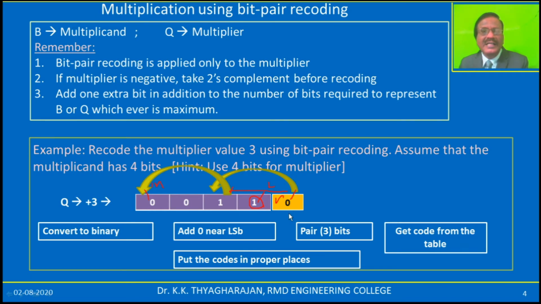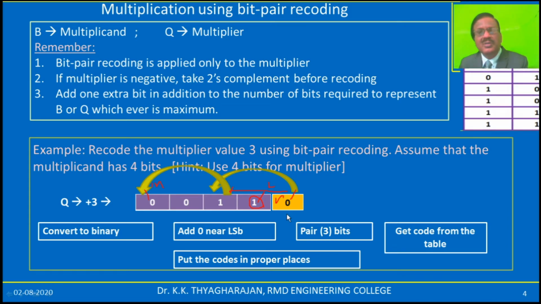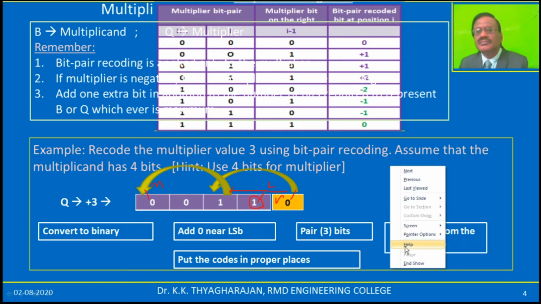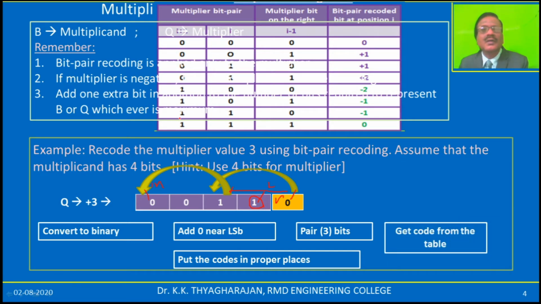Now I need the code for this from the table. You see the table, 1 1 0, that is here. For this the code is minus 1, so this 1 should be replaced by minus 1. Then 0 0 1 is here and this should be replaced by plus 1. So here you have to put plus 1.